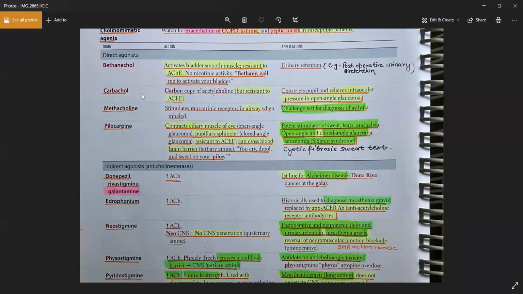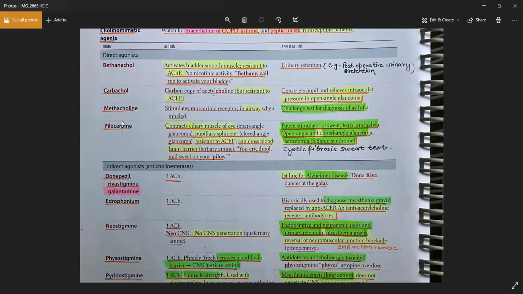Then comes carbachol, which is kind of a carbon copy of acetylcholine, but it is resistant to acetylcholinesterase. Where do we use this drug? In open angle glaucoma, because I told you that in glaucoma they will increase the drainage of the aqueous humor through the canal of Schlemm. So you can use these drugs for the treatment of open angle glaucoma to relieve the intraocular pressure. And they will constrict the pupil, you will get the miosis.